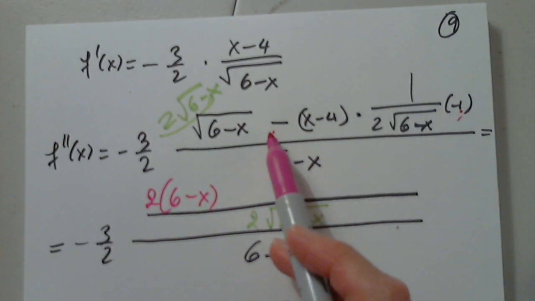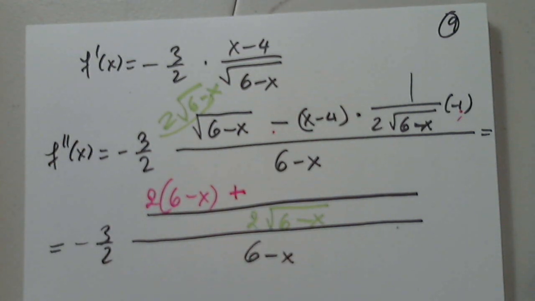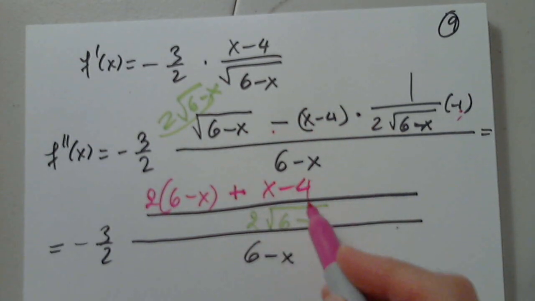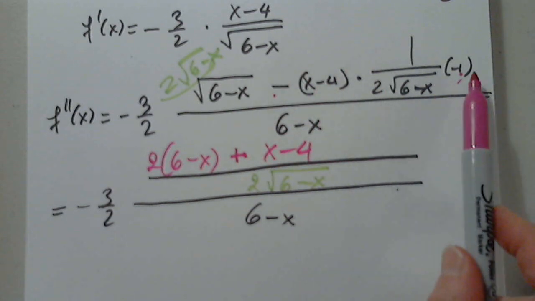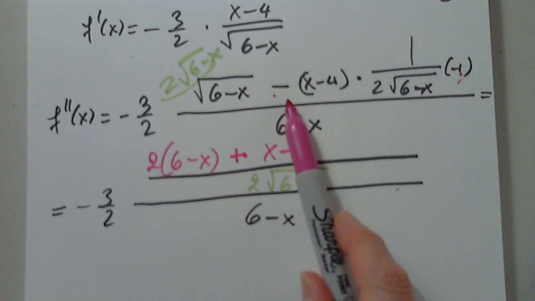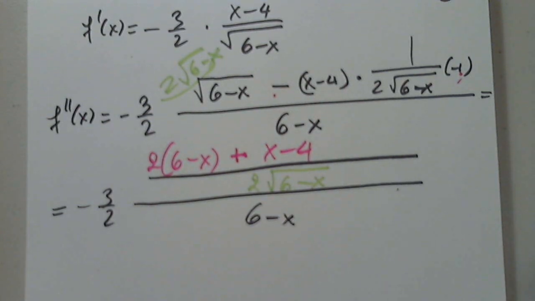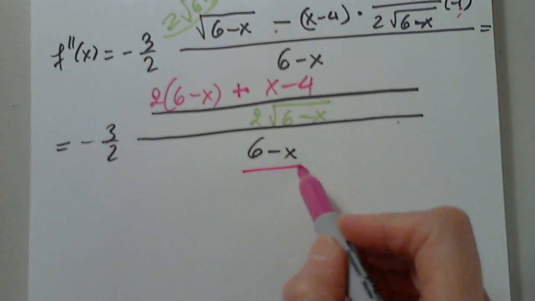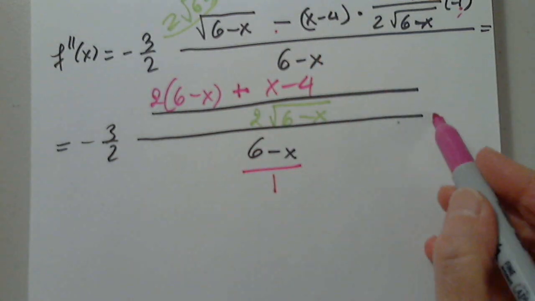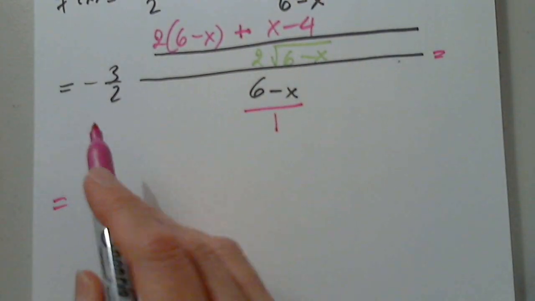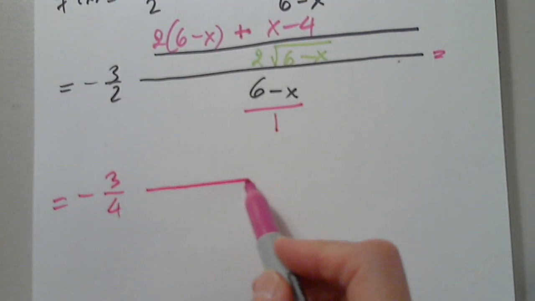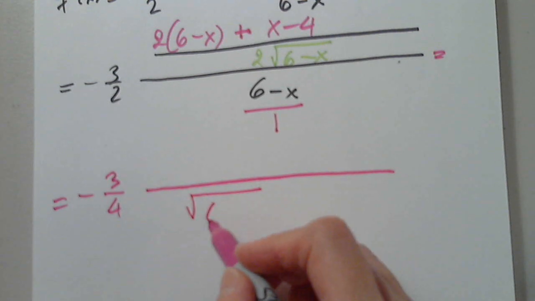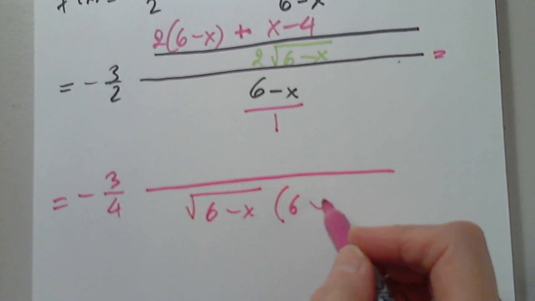Minus with minus changes into plus. X minus 4. So negative x minus 4 times -1, right? So the numerator only has x minus 4. Okay, and this is over 1 because I will flip it. So now I have a -3/4 in front. The denominator is the square root of 6 minus x as well as 6 minus x.